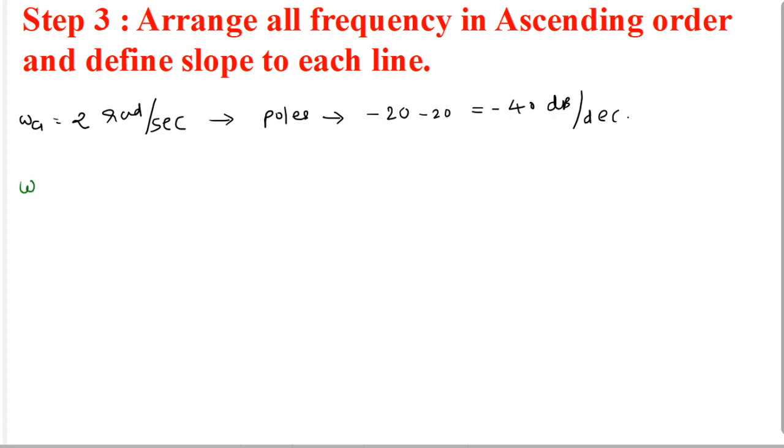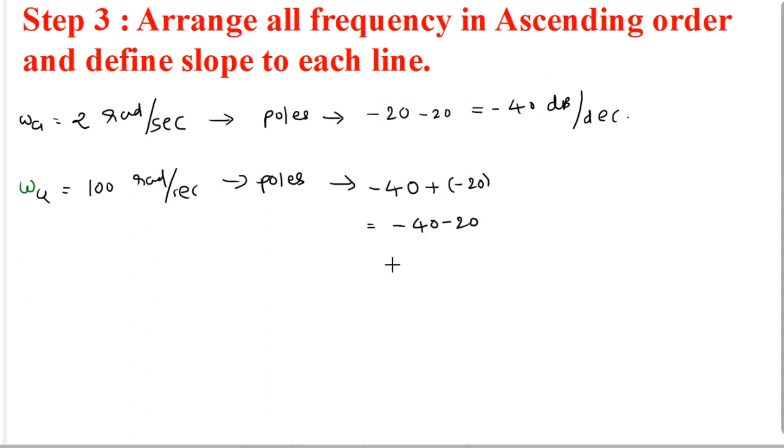Now the other corner frequency omega C2 is 100 radian per second, and that is also a pole. So now I am adding minus 20 again to the above value, that is minus 40 plus minus 20, which is minus 60 decibel per decade.